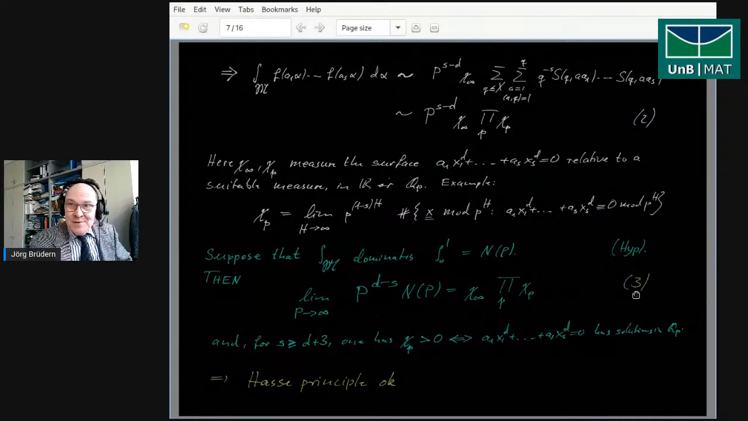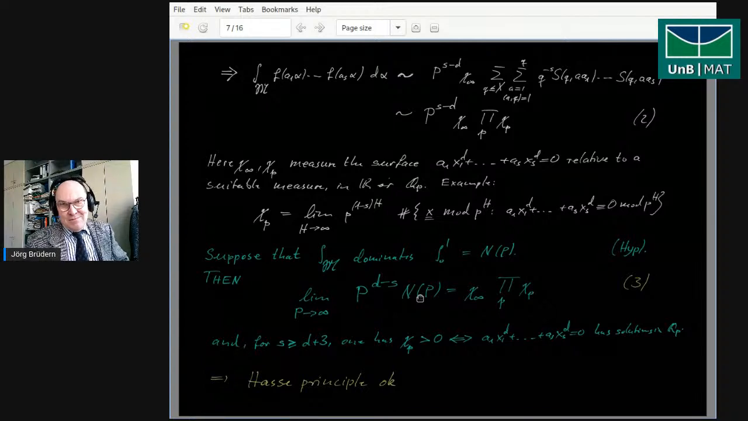So if this formula number 3 is true, and s is large enough, then this formula proves the Hasse principle. In this sense, whenever you have this formula 3, you have something more than the Hasse principle. You also know how many solutions there are. And one shouldn't be so surprised that s has to be taken bigger than d, because otherwise n of p would not even be large.